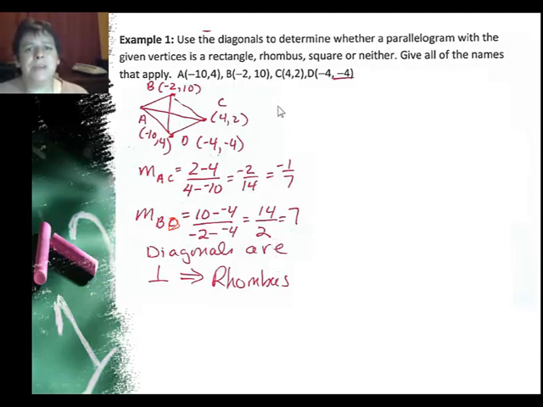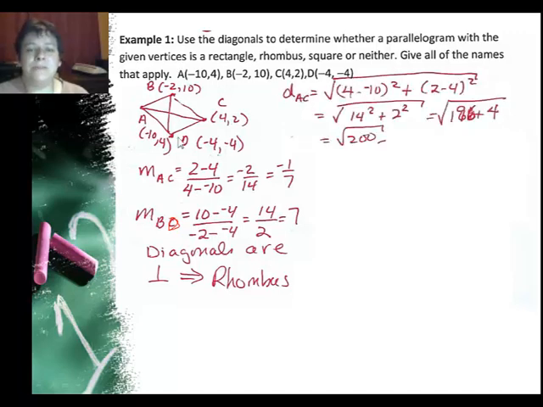Now I'm going to check and see if I can make it a rectangle. So I found the distance of each diagonal. For AC, I used the distance formula. Just said x2 minus x1 and y2 minus y1 and squared those. So I'm doing AC, so I have 4 minus negative 10 squared and 2 minus 4 squared. So that's 14 squared plus 2 squared, 196 plus 4, 200. So this distance is square root of 200.